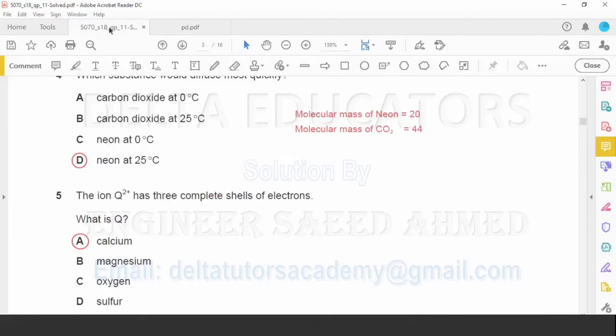So here it is given 3 complete shells. In calcium, it is 2, 8, 8. It is 3 complete shells. So our correct option is option A, it is calcium.